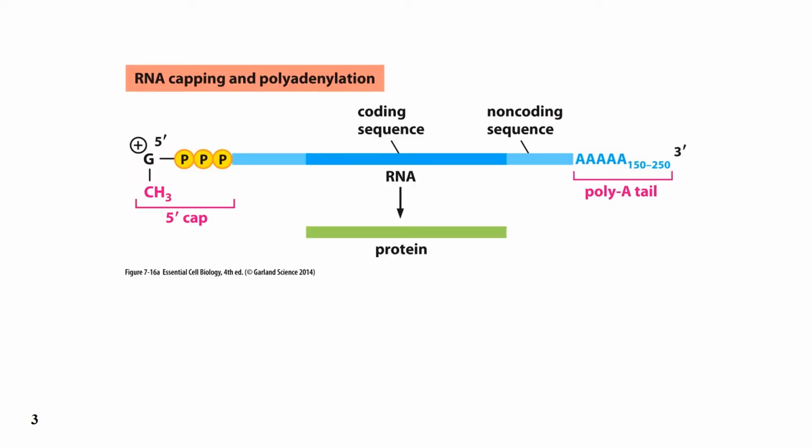The first and the last steps are RNA capping and polyadenylation. The RNA cap occurs at the 5' end, and polyadenylation occurs at the 3' end in the form of what is labeled here as a poly-A tail.